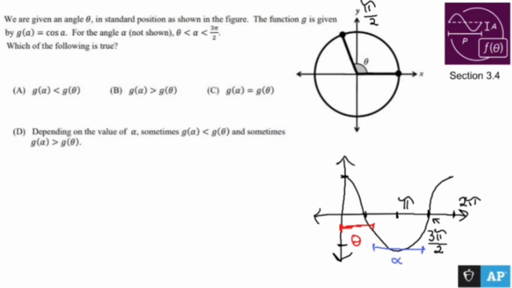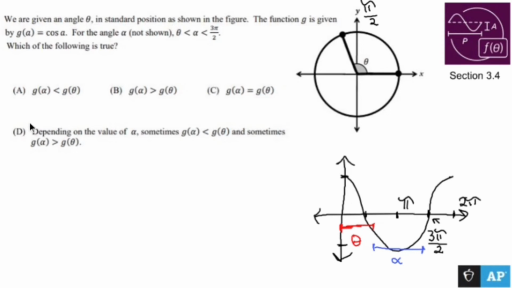Is it that no matter what, if you plug in alpha, you get the same thing? Maybe. I mean, if theta was this point right here, I could choose an alpha that's the same. If theta was this point here, I could choose an alpha that's larger. And if theta was a point here, I could choose an alpha that's smaller.